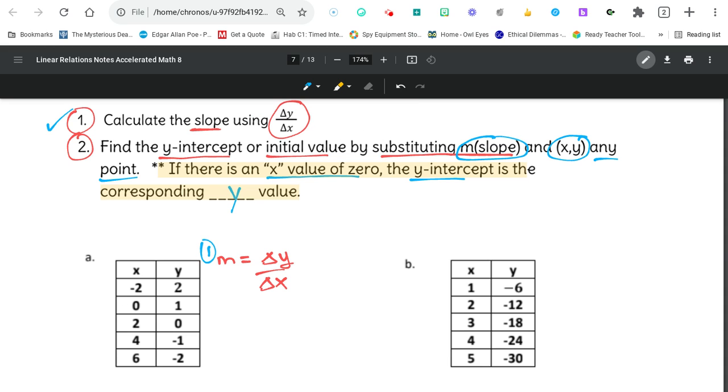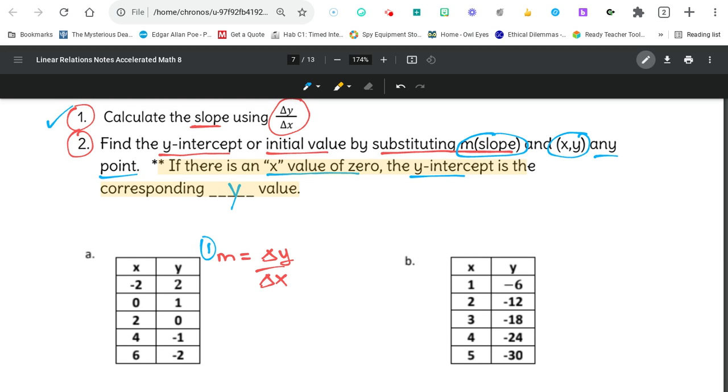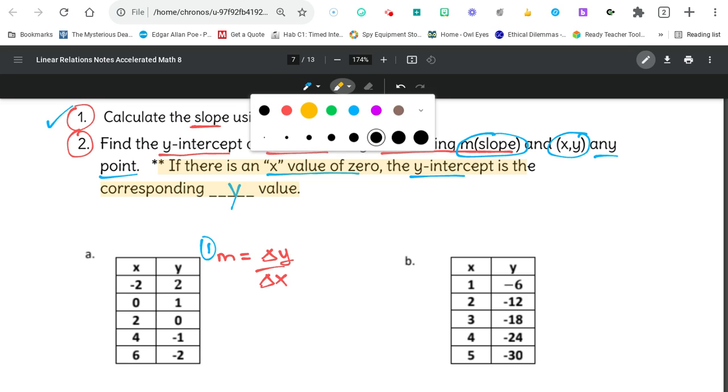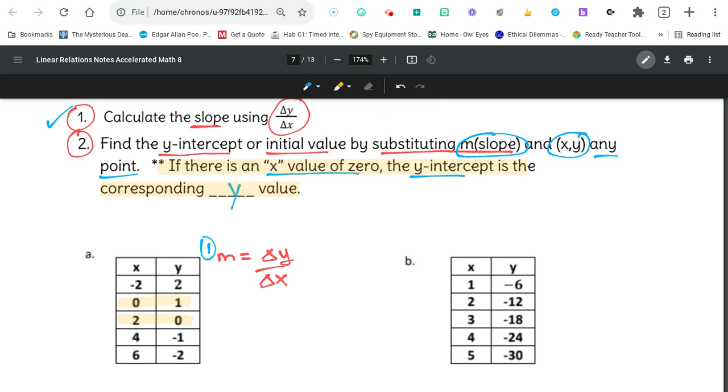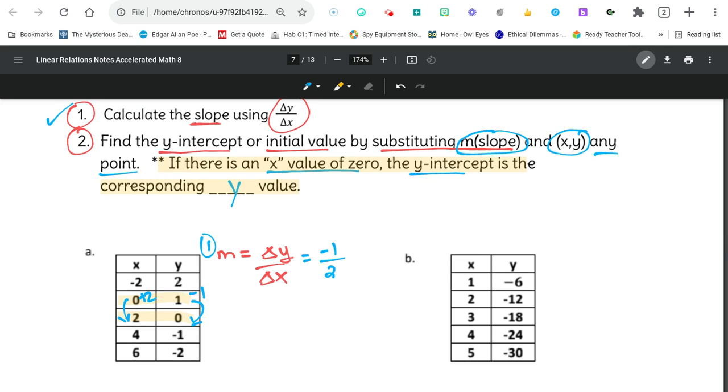So I'm doing this, calculate the slope using the change in y with the change in x. All right, so I'm just going to pick 2 points. I don't care what 2 points, just pick 2. I'm going to pick these 2. So what are you doing from 1 to get to 0? You're subtracting 1. So the change in y is -1. And what are you doing to 0 to get to 2? Well, you're adding 2. So the change in x is 2. So I can tell easily that the slope is -1/2.